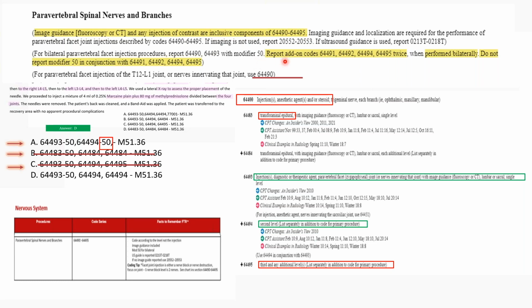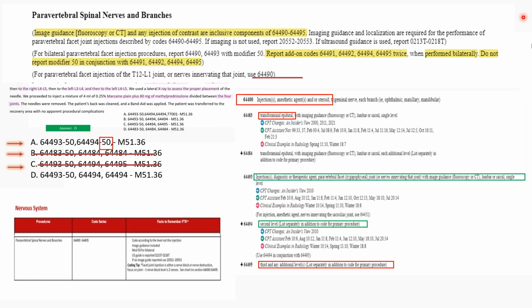And then later on you can see, report the add-on codes 64491, 64492, 64494, 64495 twice when performed bilaterally, and do not report modifier 50 in conjunction with 64491, 64492, 64494, or 64495. How about that, coders? Did you get the trick? Did you get where you all went wrong?